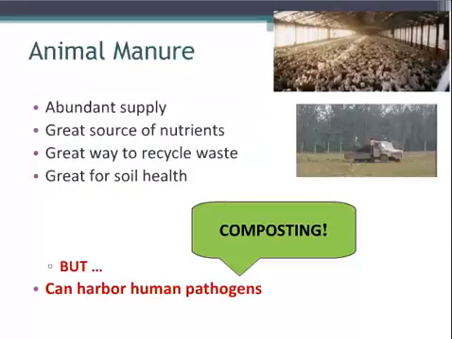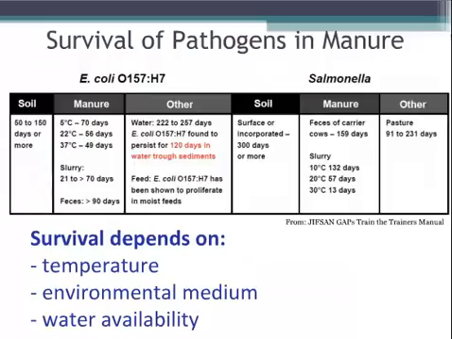So how can we address using animal manure in a way that would possibly reduce the contamination on produce? Here I have a couple of examples of survival of pathogens in manure. You can see on the left-hand side we have E. coli O157:H7, which is a pathogen that I talked about last week. And it's split up into soil, manure, and other.